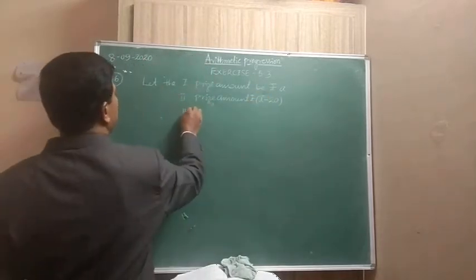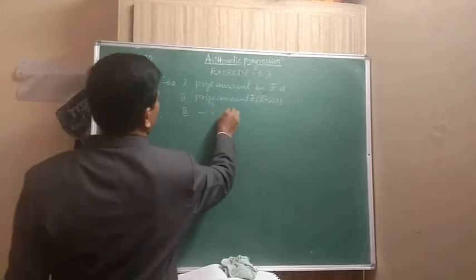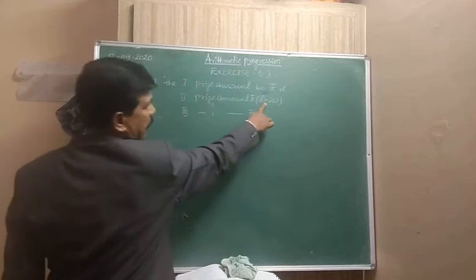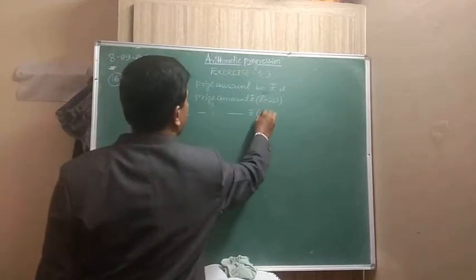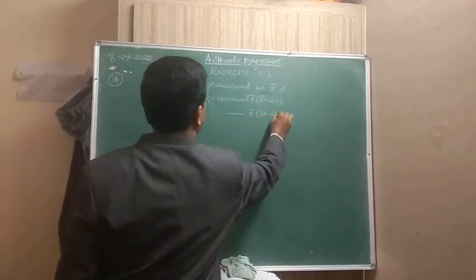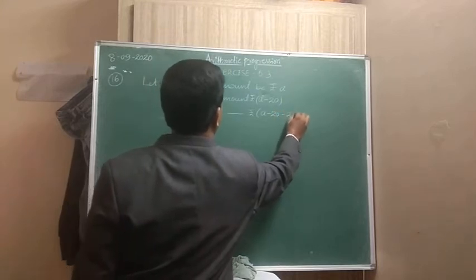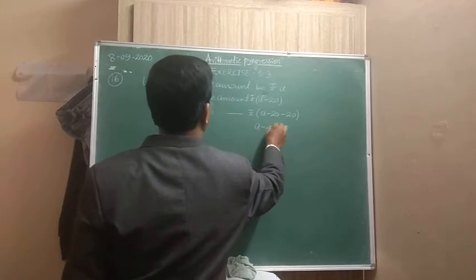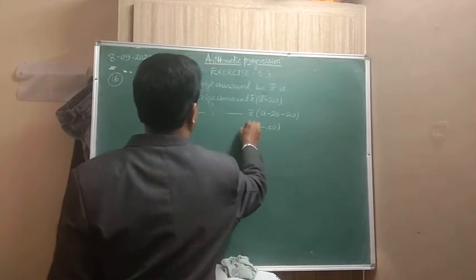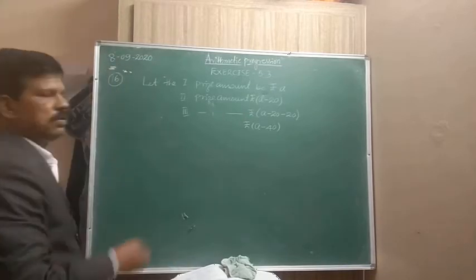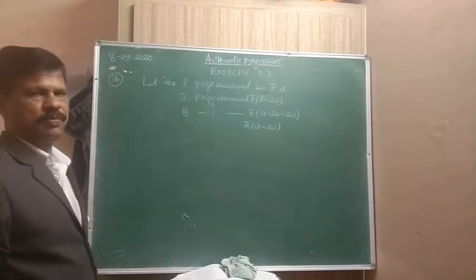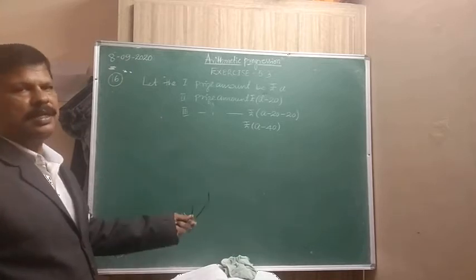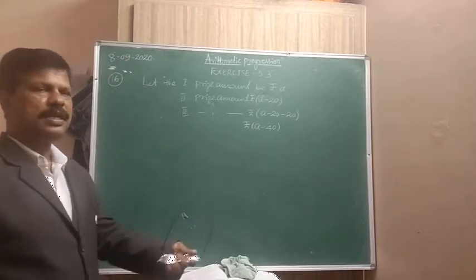Then the third prize amount is rupees. For this, the second one is there, and it is 20 less than this. So second prize minus 20. So this becomes what? A minus 40, like this. So go on like this. Third, fourth, fifth, sixth, like that. Then you can add it. You will get the same answer.